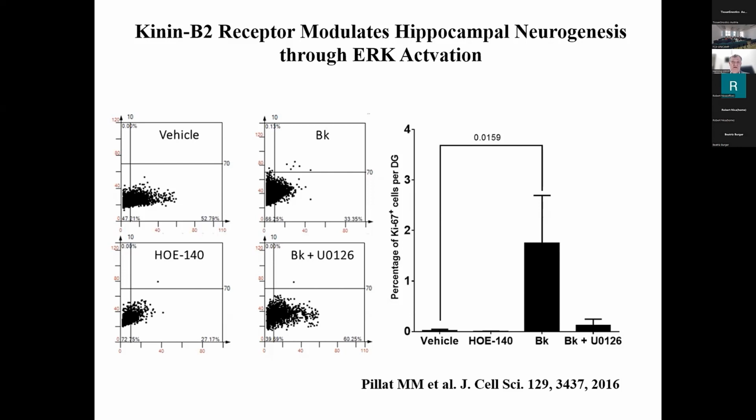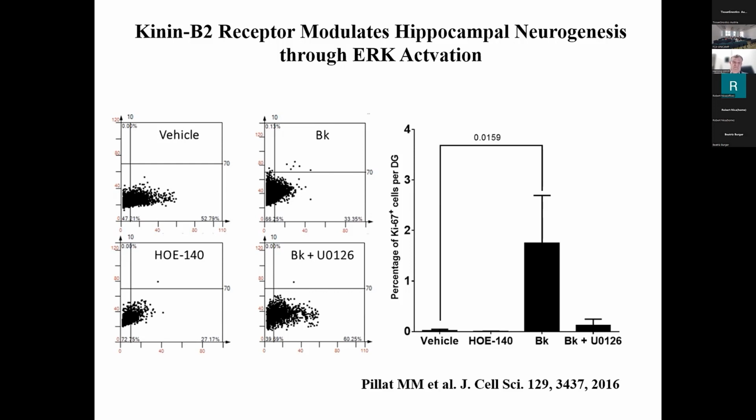And then we did tissue sectioning, and we used here bradykinin, the inhibitor of the bradykinin receptor HOE140, and U0126, which is an inhibitor of ERK. And now we are looking at tissue FACS analysis, counting neural stem cells, which are very rare in the hippocampus.